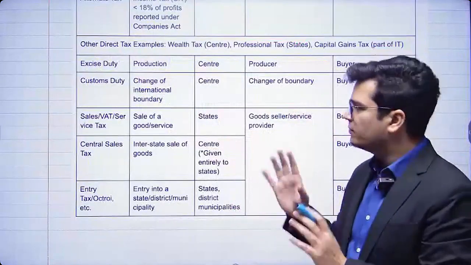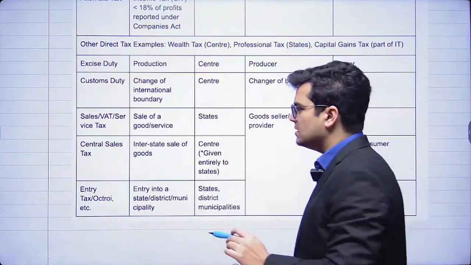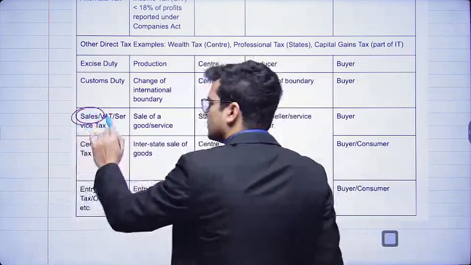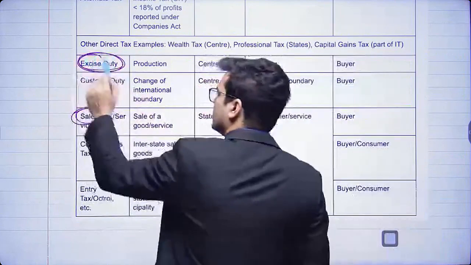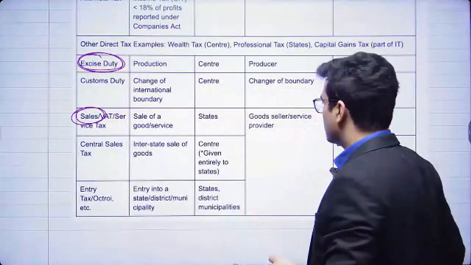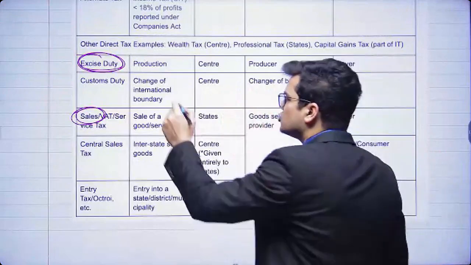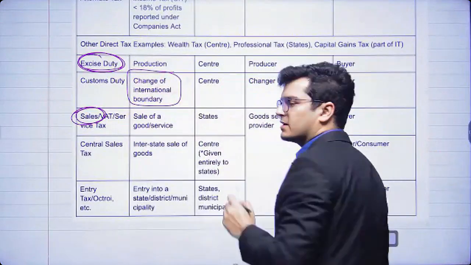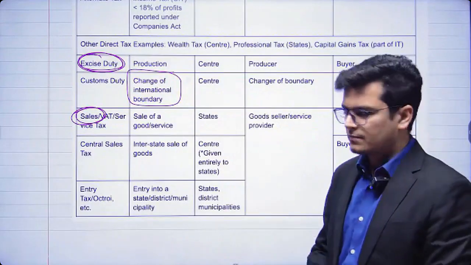We'll understand the problem. One problem has been created here. We'll understand that. So one is sales tax. One is excise duty. Now, the third type of such event is change of boundary. It can be change of international boundary. It can be change of state boundary.